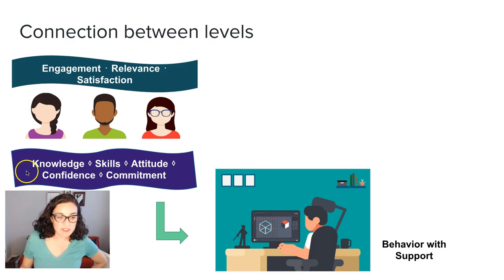So with level 2, we're looking at knowledge and skills, attitude, confidence, and commitment. And then these two, I think, go hand in hand. While they're definitely different components that represent different ideas, I think it's kind of hard to separate them out. I think when you're looking at one, you kind of intuitively have to look at the other.